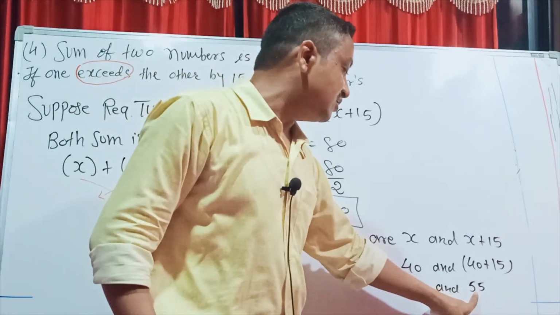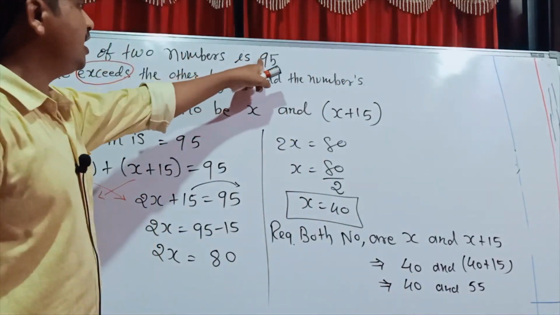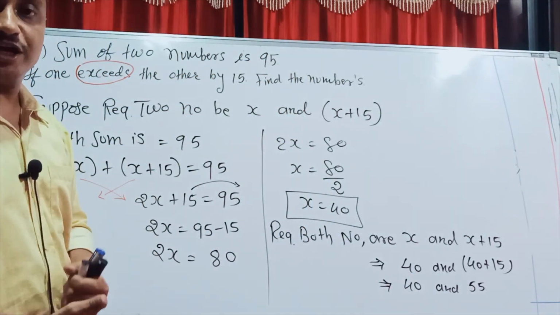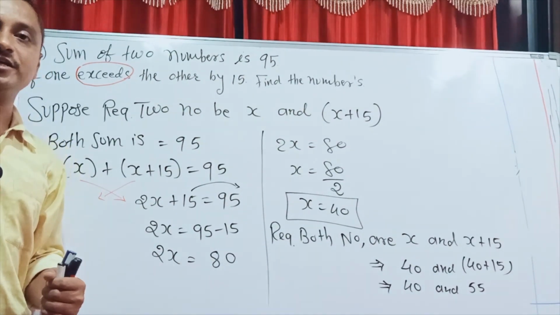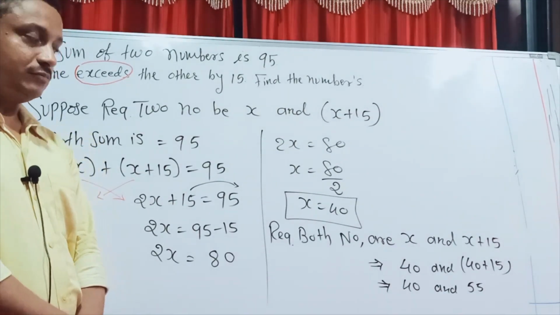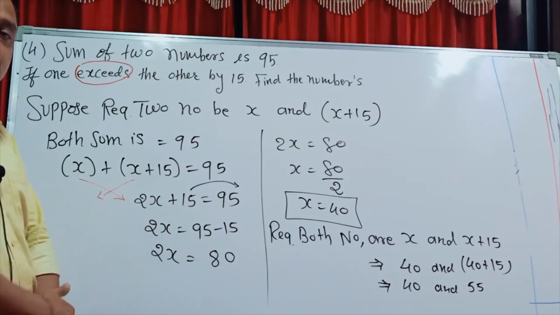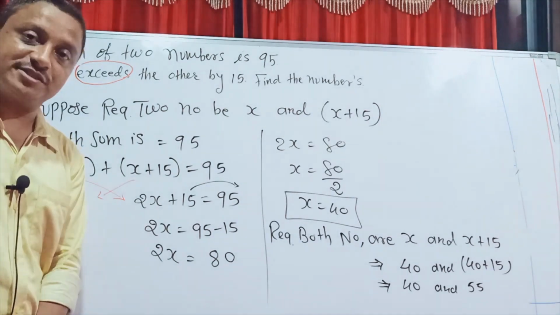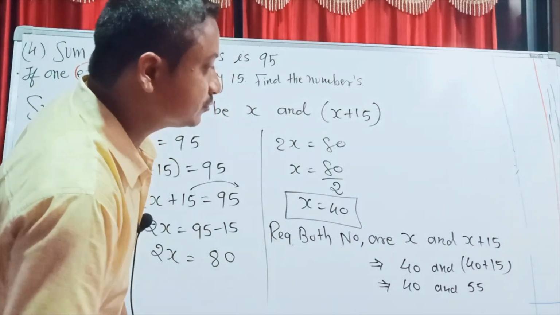You also verify, students, 40 and 55 both sum. Sure, it will get our answer 95. Students, correct? Students, it's a very simple sum and it is only for 2 marks questions. Correct?